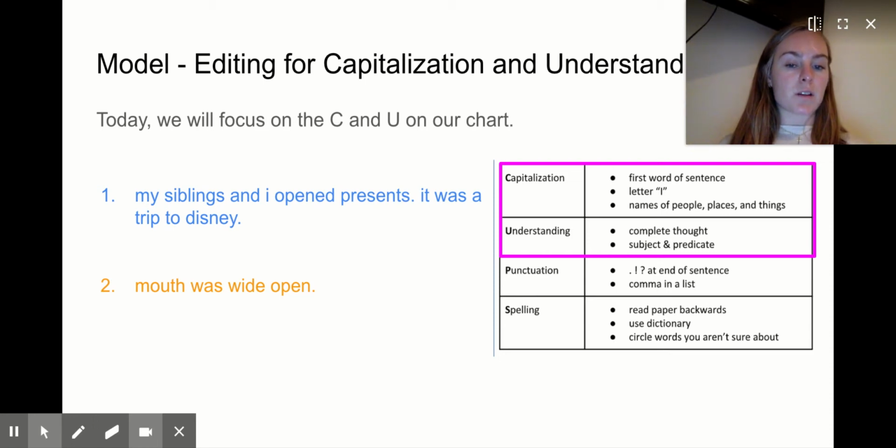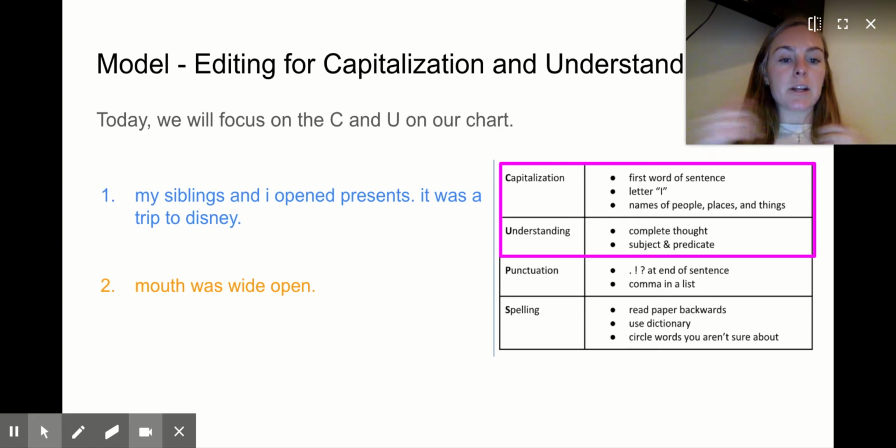And then finally, we also are going to be working on understanding. That is making sure we have a complete thought. We have the subject and we have the predicate. The subject is the noun. The predicate is the verb and everything after the verb.